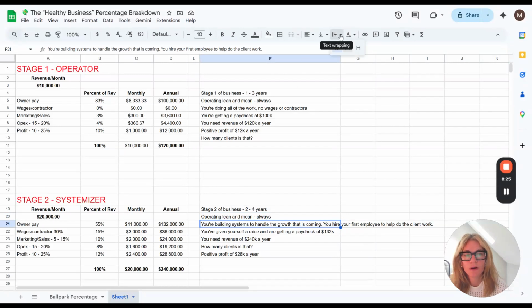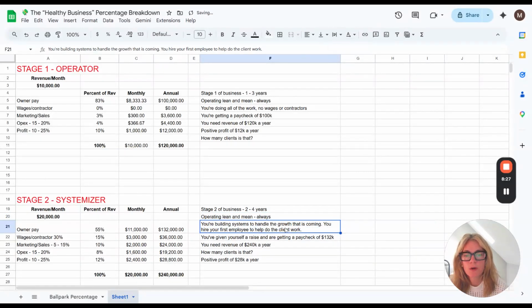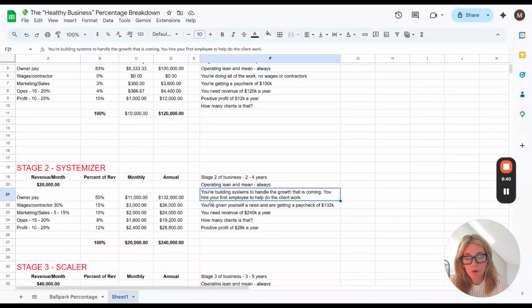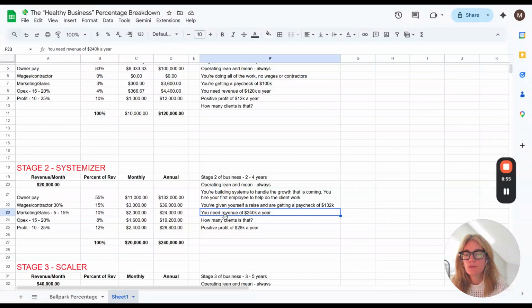But this time you are building systems to handle the growth that is coming in your business. You are intentionally building these systems knowing that down the line, you are growing to this CEO stage, but you also have a little budget here to hire your first employee to help do your client work, whatever that is. You've given yourself a raise in this example. You're getting a paycheck now of $132,000 a year. You need revenue of $240,000 a year to achieve this. That is revenue of $20,000 a month. And then you're going to end up with $28,000 a year in profit.